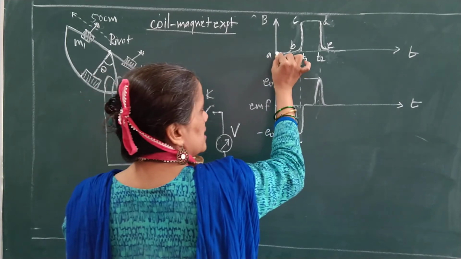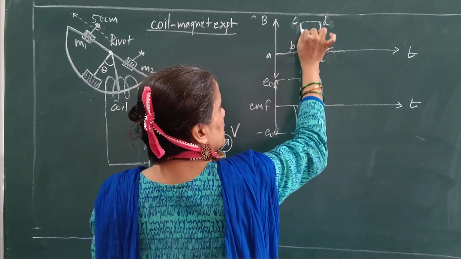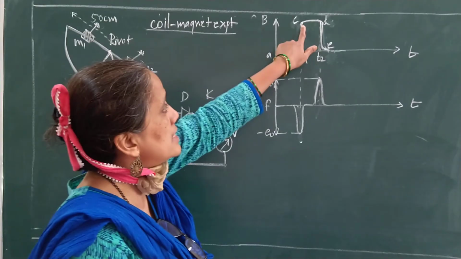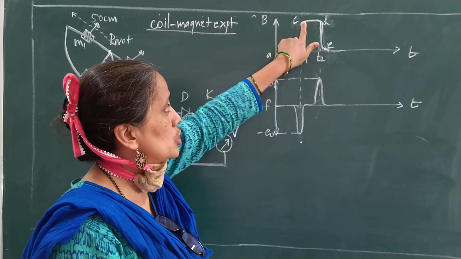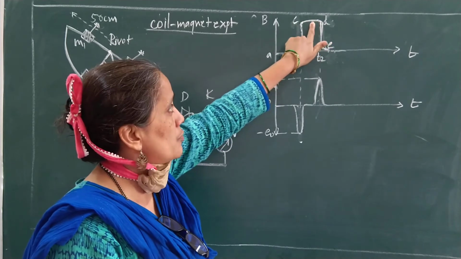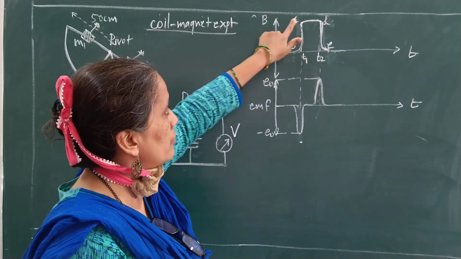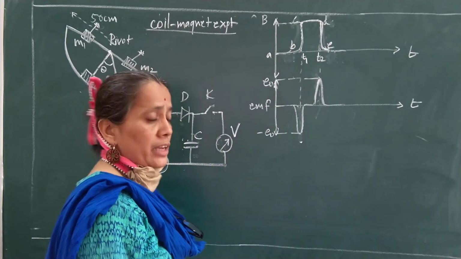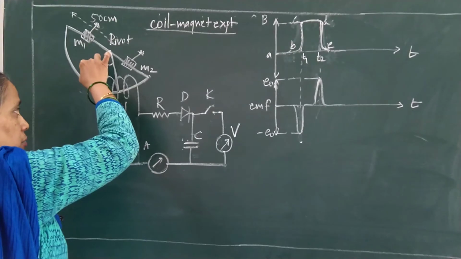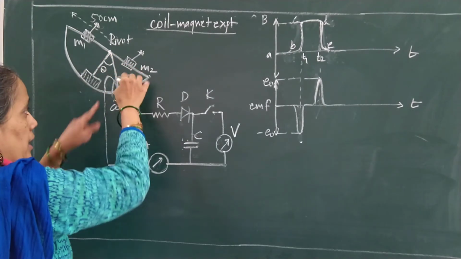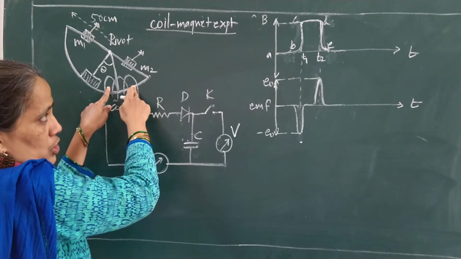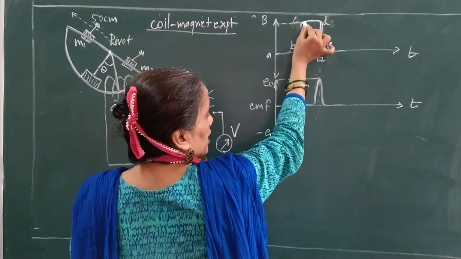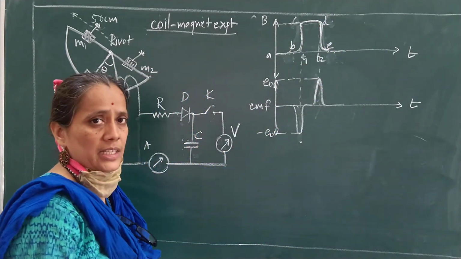In the graph you see the curved portion B, C, then this part D, and here is E. The CD portion is a flat portion of the graph. What does this flat portion mean? During that time the magnetic field remains constant. When the bar magnet comes inside the coil and remains inside at the mean position, the magnetic field remains constant. That is indicated by this flat portion of the graph.